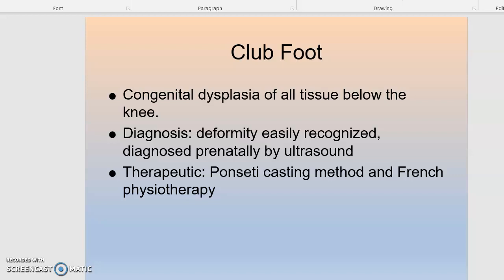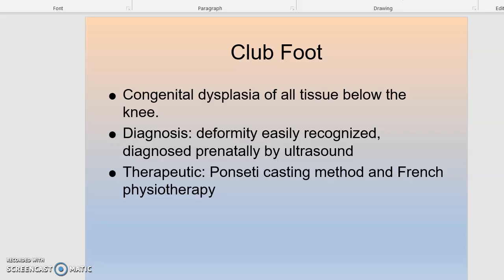Under Ponseti casting method, by far the standard of care for clubfoot treatment is the Ponseti casting method. It's basically a serial casting method. The method requires weekly gentle stretching and manipulation of the misaligned bones, followed by application of well-molded long leg plaster casts. The Ponseti method corrects all the components of the deformity simultaneously. Correction of the deformity is usually obtained within 6 to 8 weeks of casting.